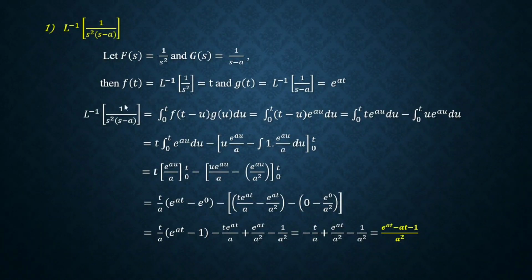Therefore, Laplace inverse of 1 by s square into s minus a is equal to integral 0 to t f of t minus u g of u du. Now, we have to substitute t minus u in the place of t in the function f of t and u in the place of t in the function g of t. Therefore, integral 0 to t, here in the function f of t, we have t. So, we just have to substitute t minus u in the place of t. And the function g of t is equal to e raised to at. So, we can substitute u in the place of t here. So it becomes e raised to au.